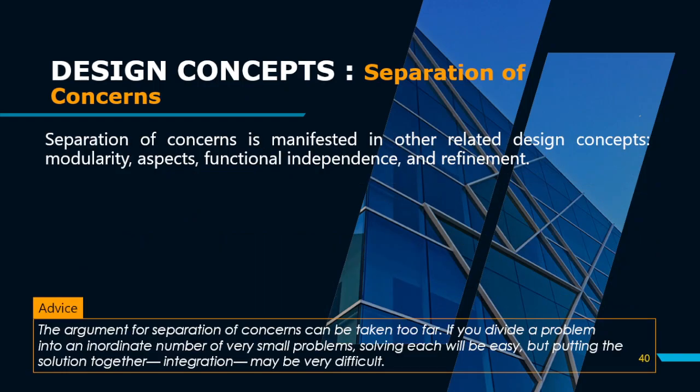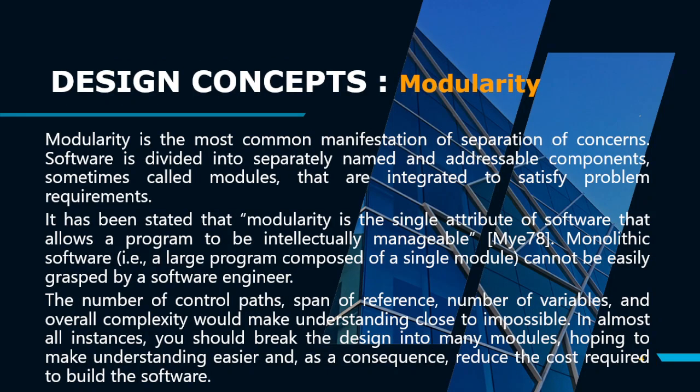Separation of concerns can be manifested into different related design concepts: modularity, aspects, functional independence, and refinement. So that is all about separation of concerns. Modularity is the most common manifestation of separation of concerns, which we discussed just now.